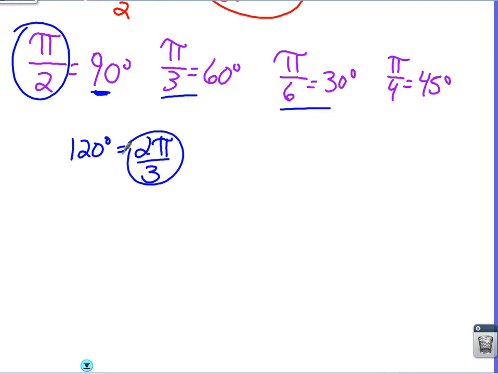Well, why can we use 2 different ones? How many 30s are in 120? 4 of them, right? So you could also write that as 4 pi over 6. Is that the same thing? Yeah, it's just not reducing.